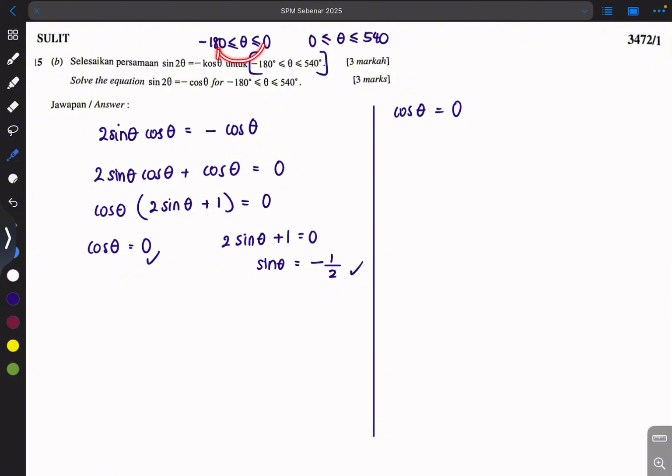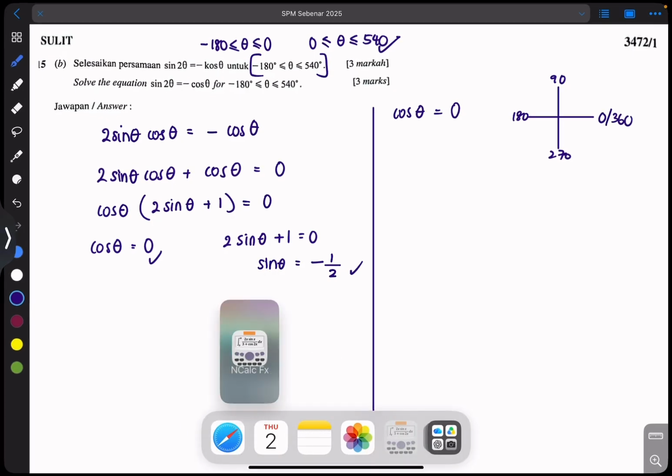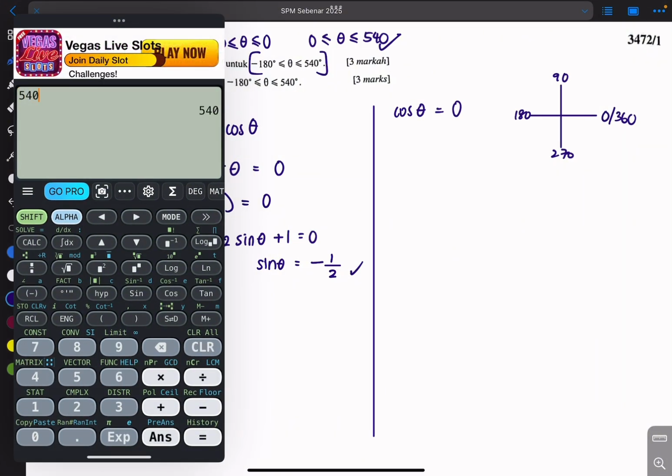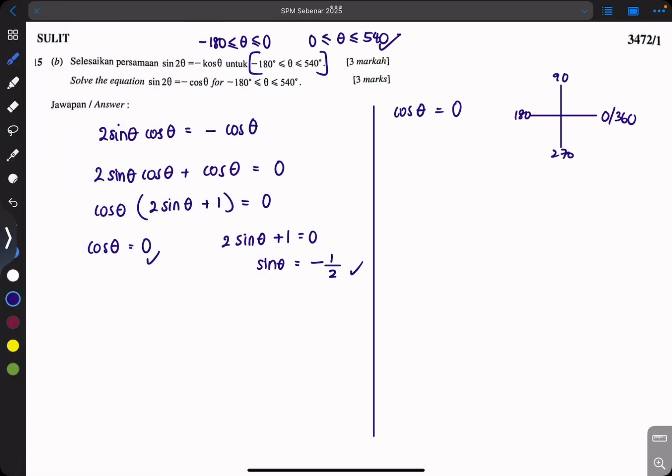Negative means going the other way. Positive is going the clockwise way. So let's solve this one first. We do our regular cycle: 0, 90, 180, 270, 360, and then 540 will be 360 plus 180. So basically one whole cycle plus another half cycle until here.